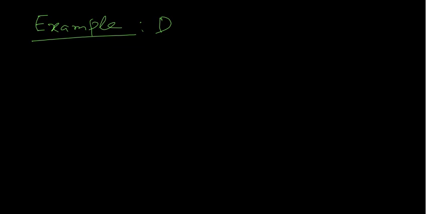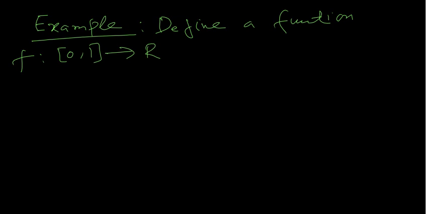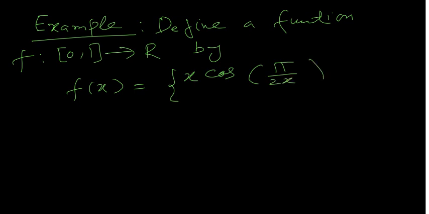Let's define this function. Define a function f from the closed interval [0, 1] to R by f of x is equal to x times cos of pi by 2x when x is not equal to 0, or you can say 0 less than x less than or equal to 1, and its value is 0 if x is equal to 0.